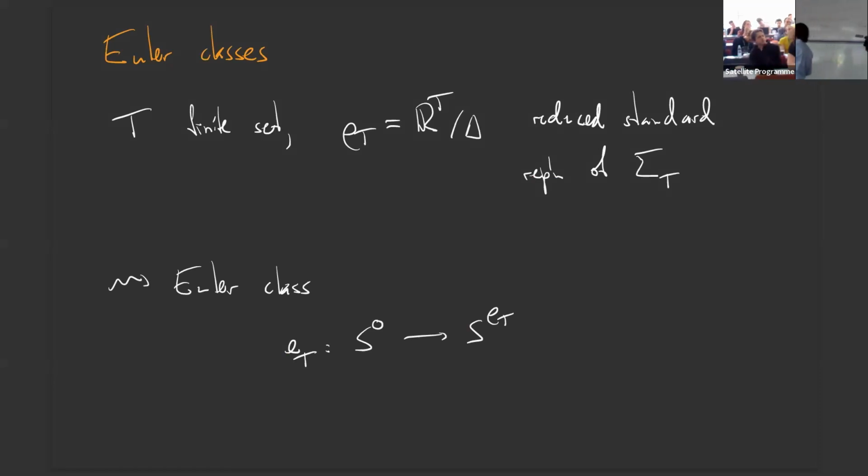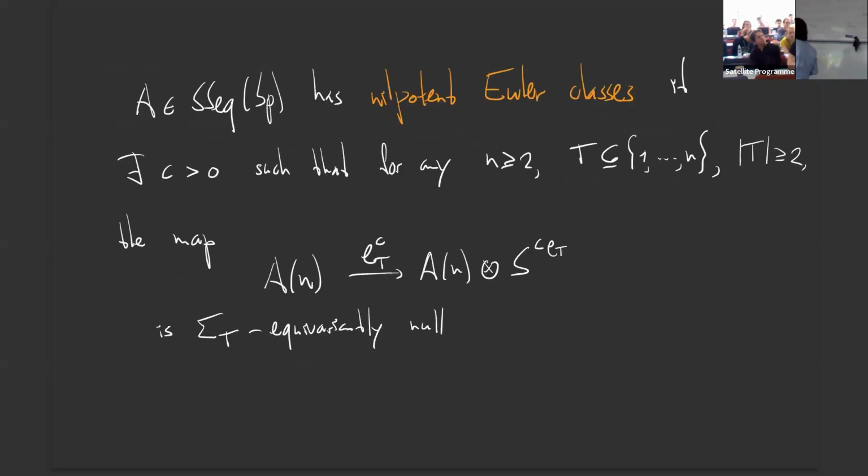I guess a is also sort of standard notation, but I'll use e for it. A symmetric sequence is said to have nilpotent Euler classes precisely if these maps e_T act nilpotently on the spectra A_n, with a uniform bound, and this uniformity is what's important. I'm saying there exists a constant c such that for any n and any subset T of 1 up to n with cardinality at least 2, the cth power of this Euler class on A_n is Sigma_T-equivariantly null. The point is that c is independent of n and T; it should be uniform.